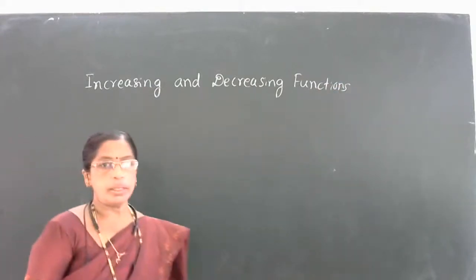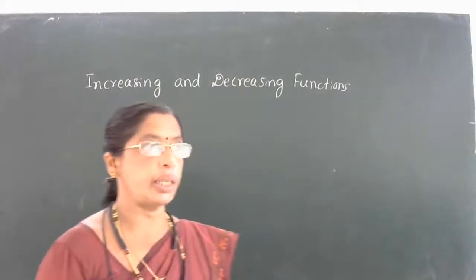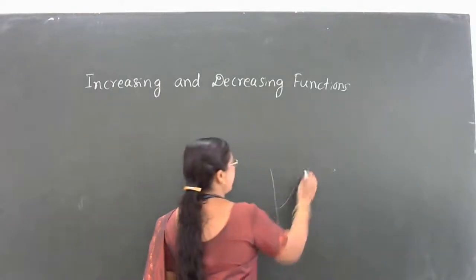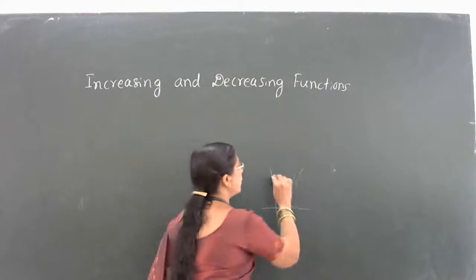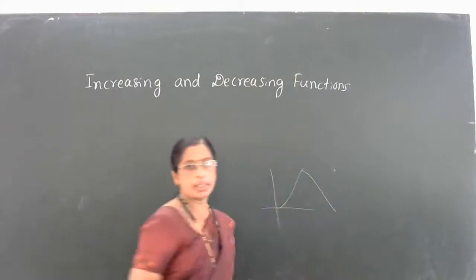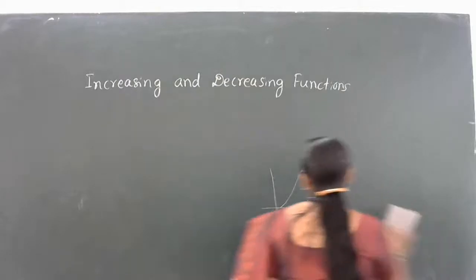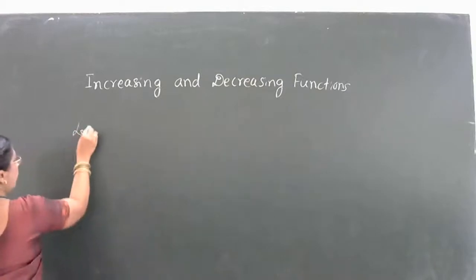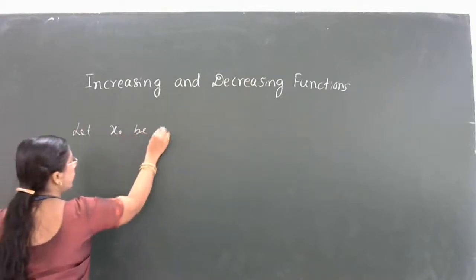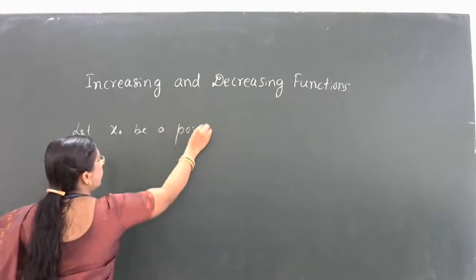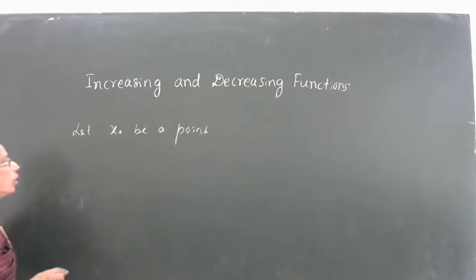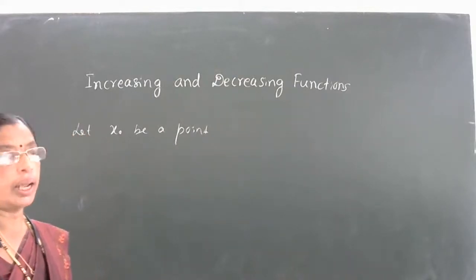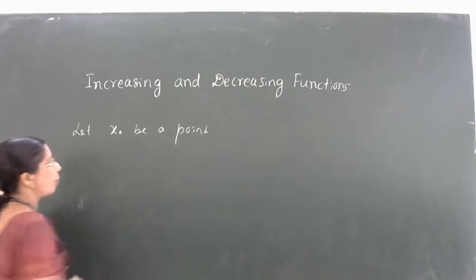Here, you already studied increasing and decreasing functions: when the function is increasing, when the function is decreasing. This type of function is increasing, and if it is this type, the function is decreasing. Today, I will tell about the increasing or decreasing of a function at a given point. Let x0 be a given point.